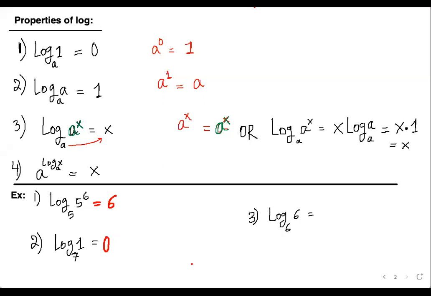So why is it 0? By using property number 1. Logarithm of 1 to any base, 7, 6, 8, 100, 20, doesn't matter. Log of 1 is always 0 for any base. This base a must be greater than 0 and not equal to 1.